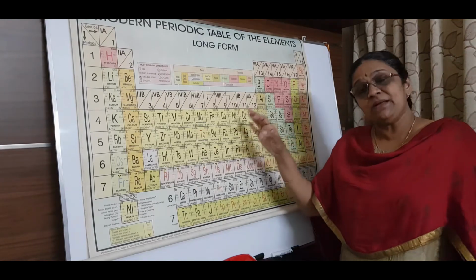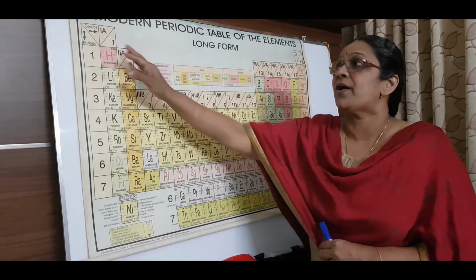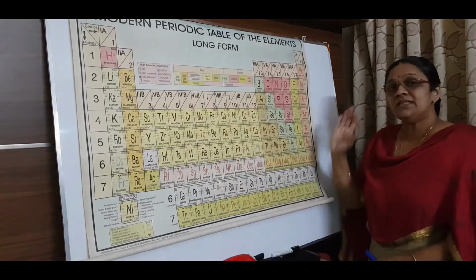Now in the periodic table, there is no classification of A and B. It just goes from the first group to the 18th group.